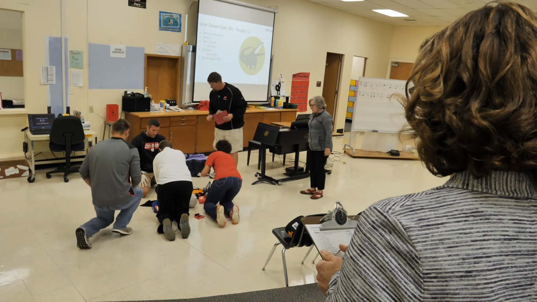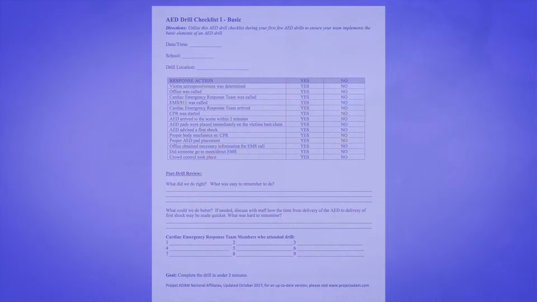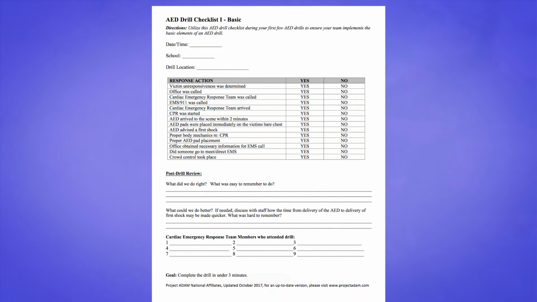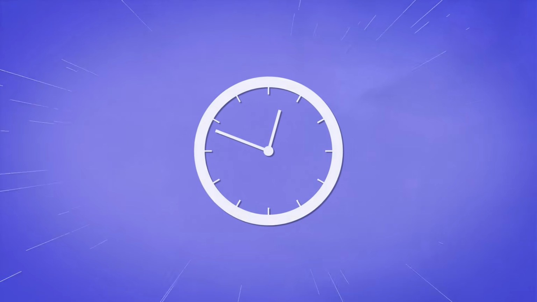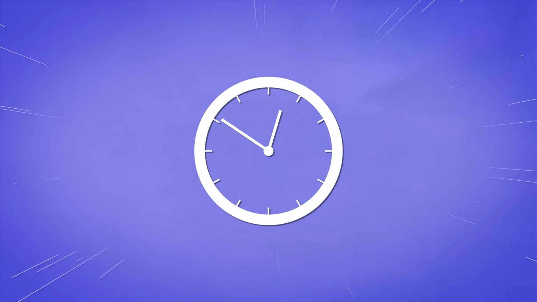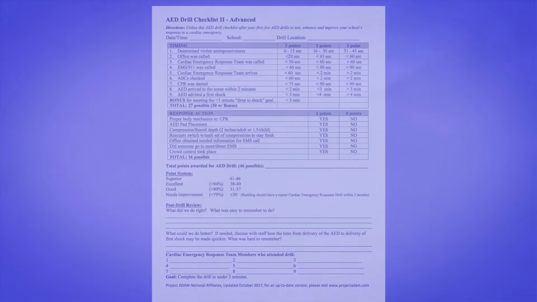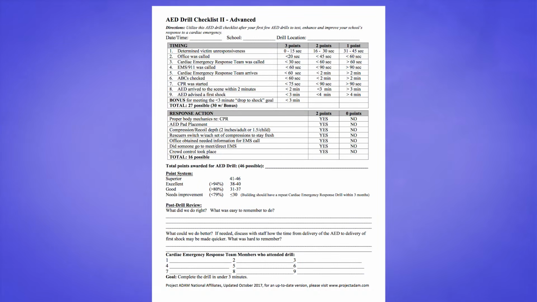If this is your first AED drill, your designated observer should record a checklist summary of yes/no responses to ensure the core response standards are in place using the AED Drill Checklist 1. Once you've completed your first drill, your designated observer should record a checklist summary of responses to ensure all core response standards are met in under 3 minutes using the AED Drill Checklist 2. Both checklists are found on the Project Atom website.